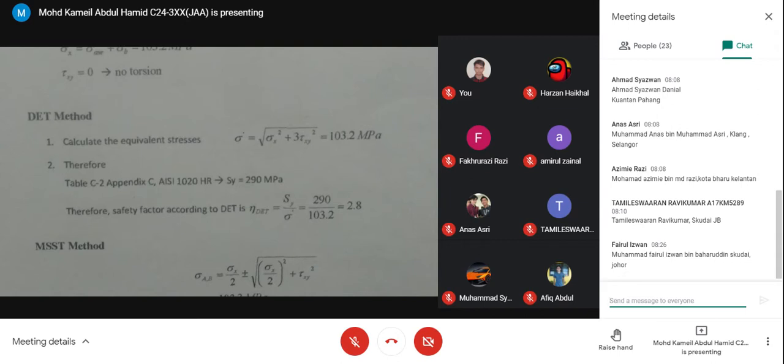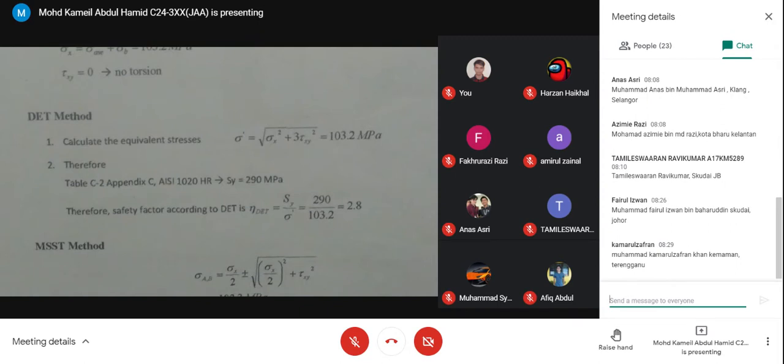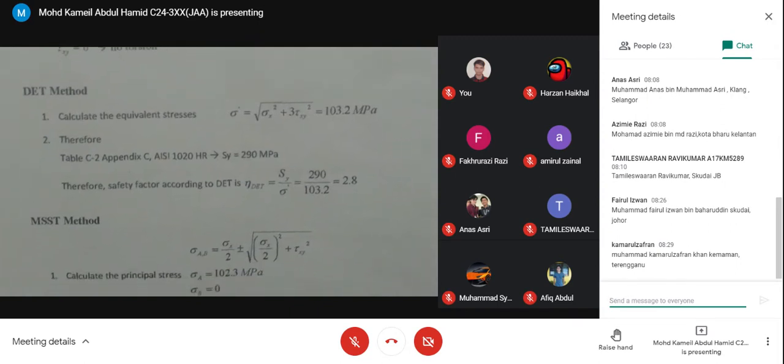Okay, so SY 290 megapascal and then use the formula for safety factor. For DET, it is equal to SY divided by sigma prime. Sigma prime is 103, that SY is 290 megapascal, you get your safety factor 2.8. Okay, that is for DET method.